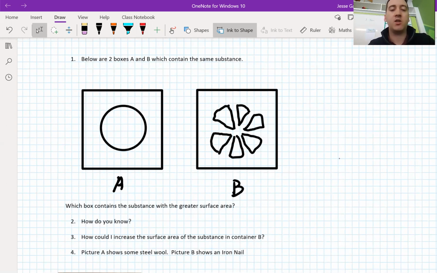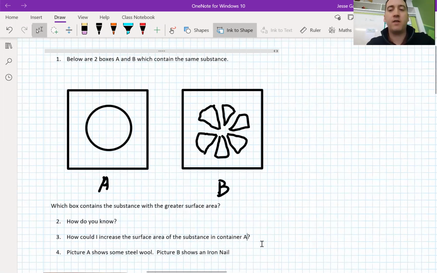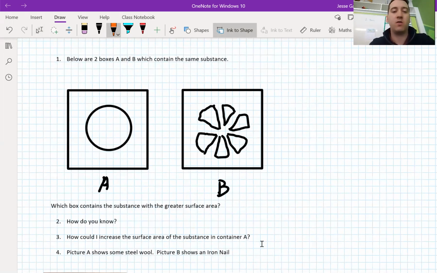Okay, now I'm going to ask you to do number two and number three. So number two says, how do you know? So you're talking about answer number one. How do you know that that's the answer? And number three, how could I increase the surface area of the substance in container, sorry, this should say in container A. Okay, so pause the video and make sure you have questions 1, 2, and 3 done. You should only be watching if you have done questions 1, 2, and 3.